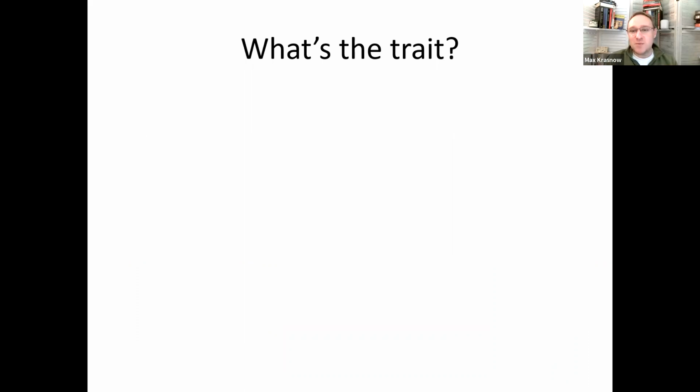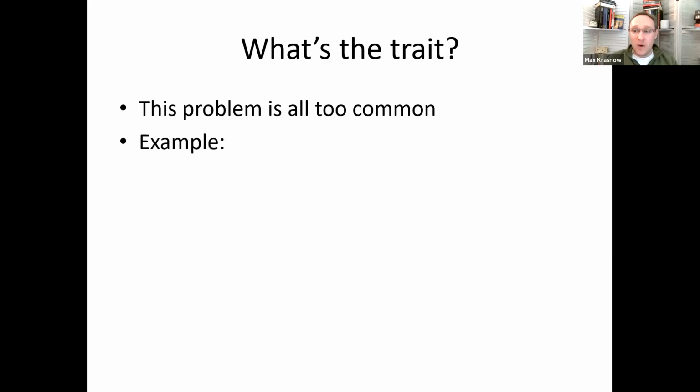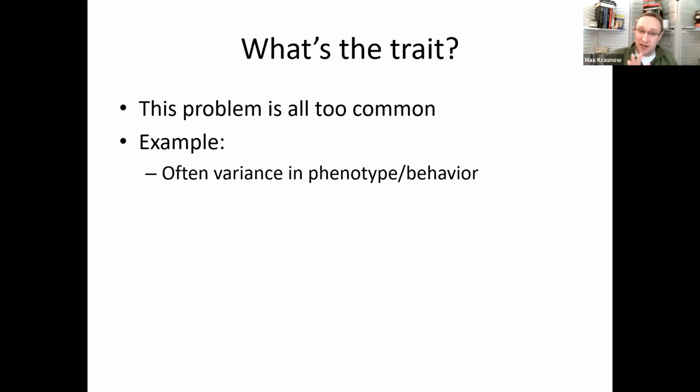Unfortunately, this problem, or this general approach of looking at who has the trait and what genes differ between them and others, is really common. For example, people are often aware that there's variance in bodies and behavior. For example, some of you are tall, some of you are short. That's variation in your bodies or your phenotype. Some of you are hyperactive and some of you are very calm. That's variation in your behavior.